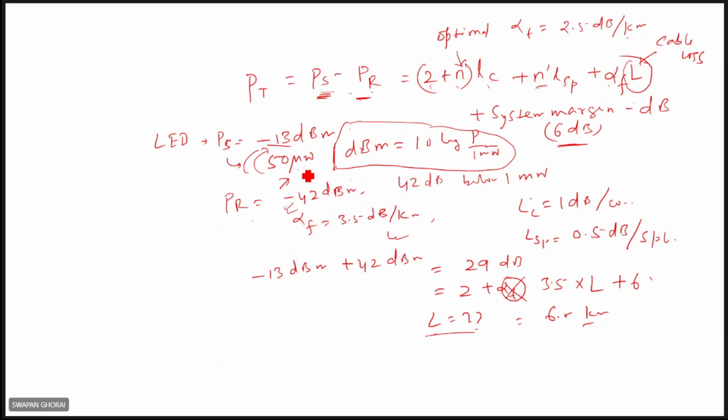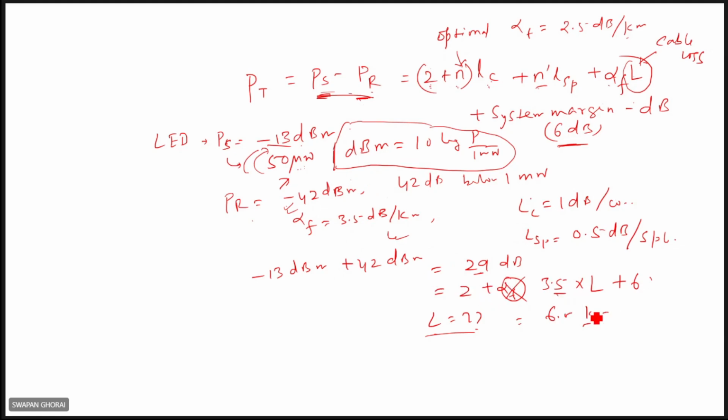So first of all, if microwatt or milliwatt is given, then you have to convert it into dBm. So PS minus PR, you see it. PS is minus 13 dBm, which is more power; minus 42 is less power. More negative means less power. So minus 13 plus 42 will provide 29 dB. Here dBm means that it is 29 dB below 1 milliwatt.